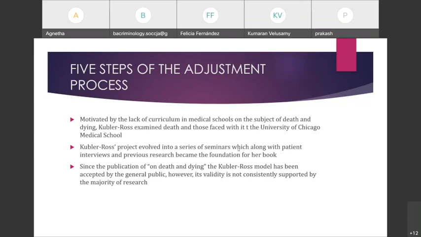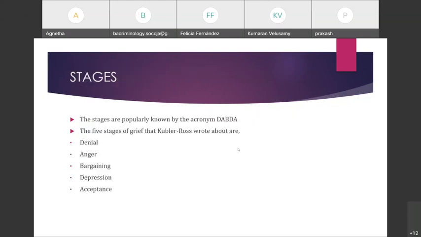The name of the book was On Death and Dying. In this book she spoke about five steps which every person will go through when they are faced with something, to adjust to something. And this became very popular. It became known as the five stages of grief.